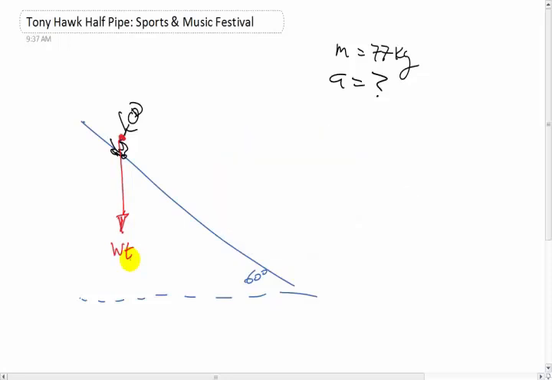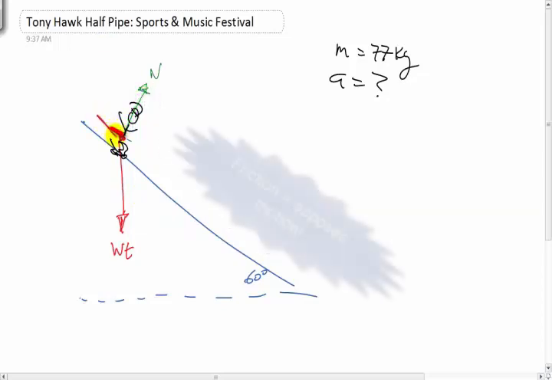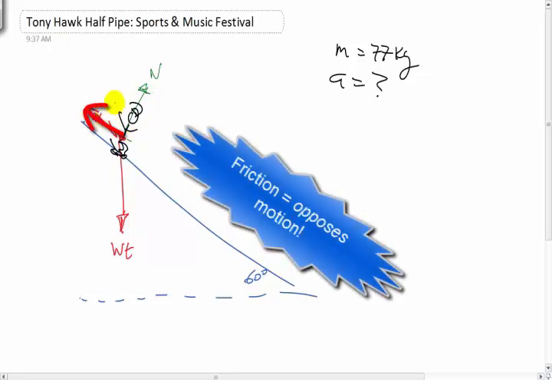What else is acting on Tony Hawk here as he slides down the incline? We have the normal force. That's correct. Which way does the normal force work? It works perpendicular to the incline. That's important. You've got to remember, normal means perpendicular. This is a 90-degree angle to the incline there. What else? There is the force of friction, which is which way? It's going to be opposing the motion because he's going down, right? He's sliding down. This is the force of friction.